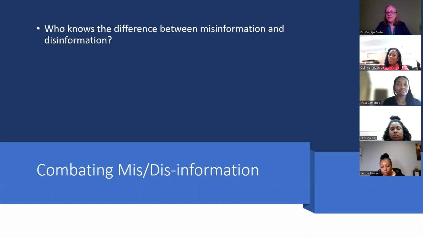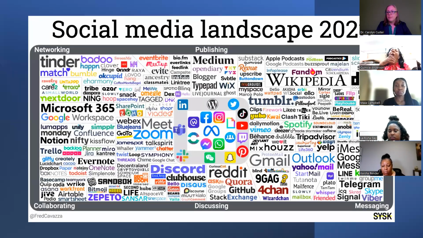So misinformation is false information that's shared, but the person who shared it didn't realize it was false. Disinformation is purposefully shared, not correct information, right? So that's the difference. We have to consider that there are two different things going on. So information in general, where do we access it? This is just a small snapshot of what's going on in the landscape of social media right now. There are so many different places that people access information, right? So no wonder that we have this problem with conspiracy theories and disinformation and misinformation.